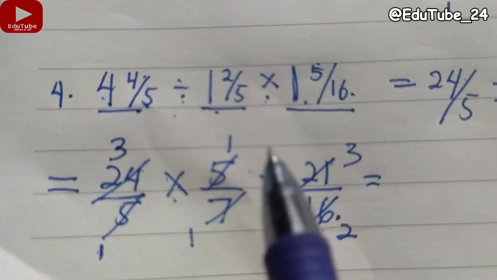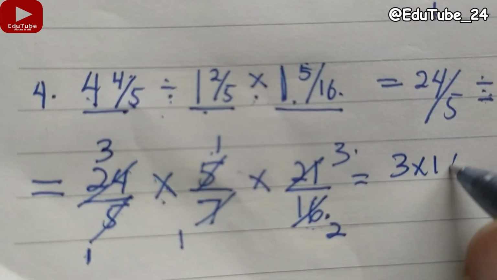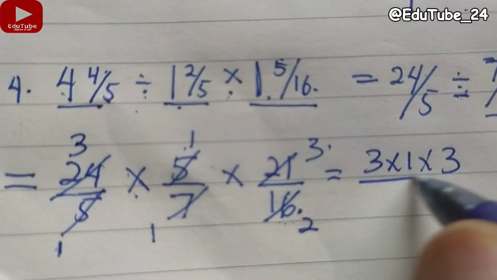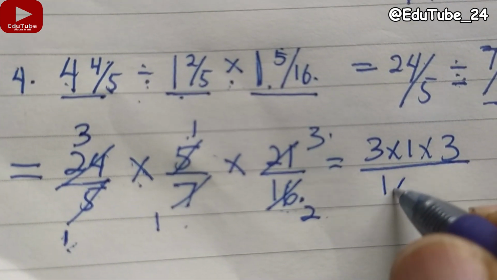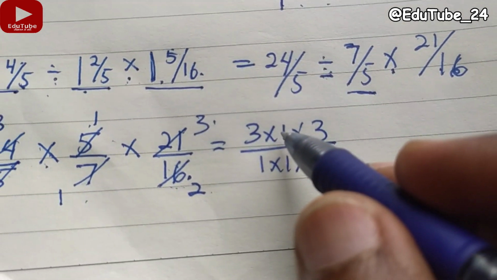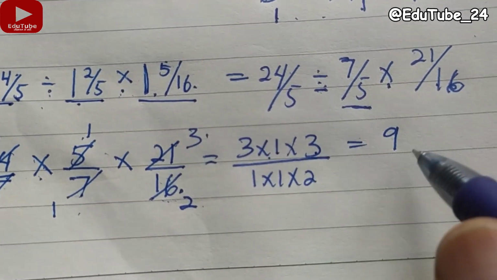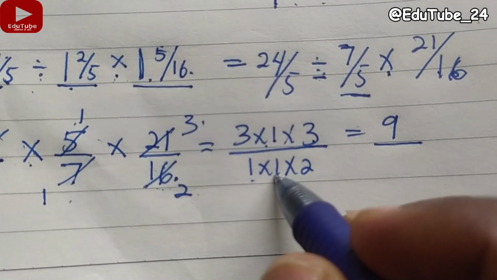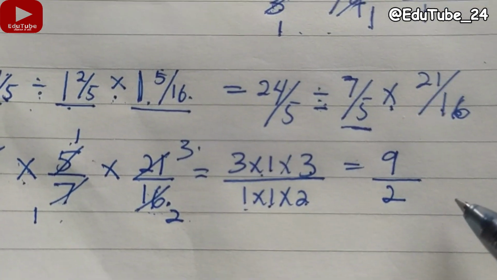So here I have 3, here I have 1, here I have 3. So I'm going to write 3 times 1 times 3, all out of, here I have 1, 1, 2, all out of 1 times 1 times 2. So 3 times 1 times 3, basically that will give me 9, because 3 times 1 is 3 and then 3 times 3 is 9, all out of 1 times 1 here is 1 and then 1 times 2, that will give me what? 2. So I have 9 out of 2.